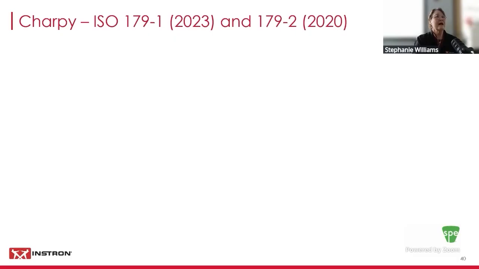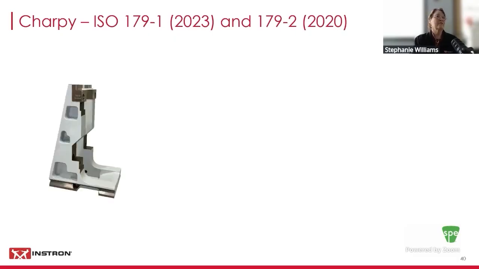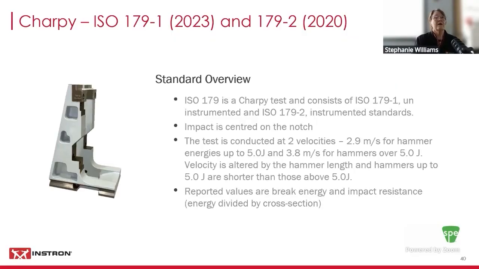ISO 179 is similar to D6110 in that it's Charpy. However, ISO has 2 methods. They have -1, which is uninstrumented, and then -2, which is dedicated to a fully instrumented test, meaning we have software, we have data acquisition, we have an instrumented load cell or hammer that is impacting the sample. Same as D6110, the sample is in a horizontal position, notch facing away, and we center on the notch.